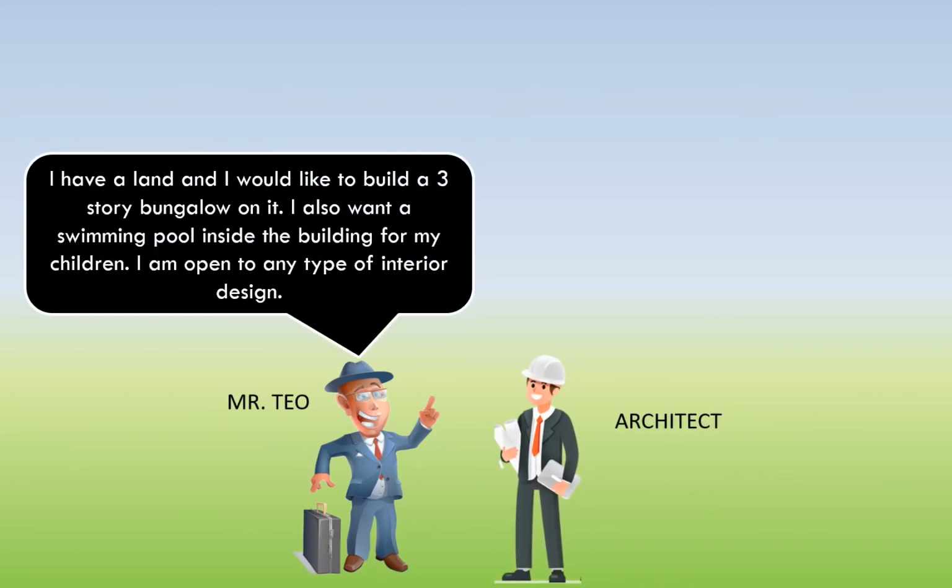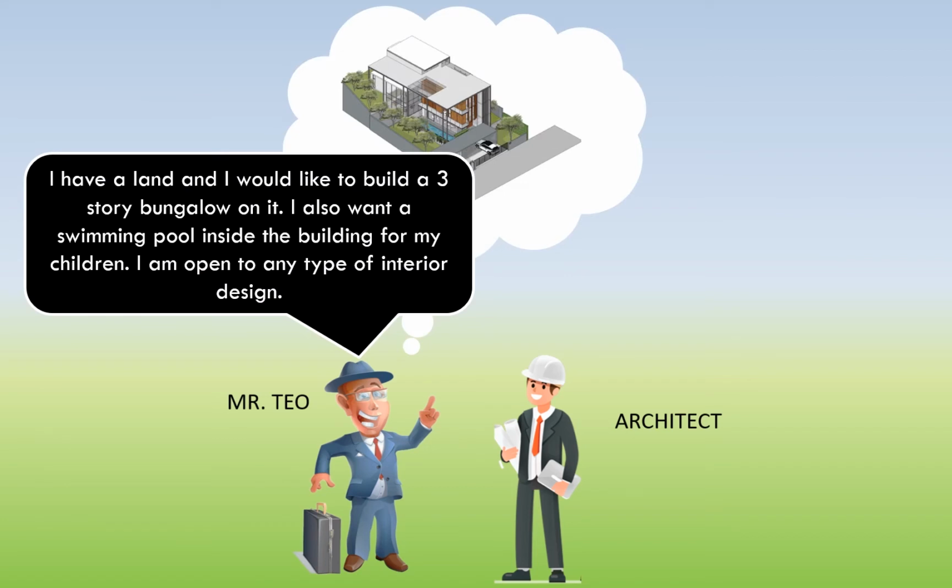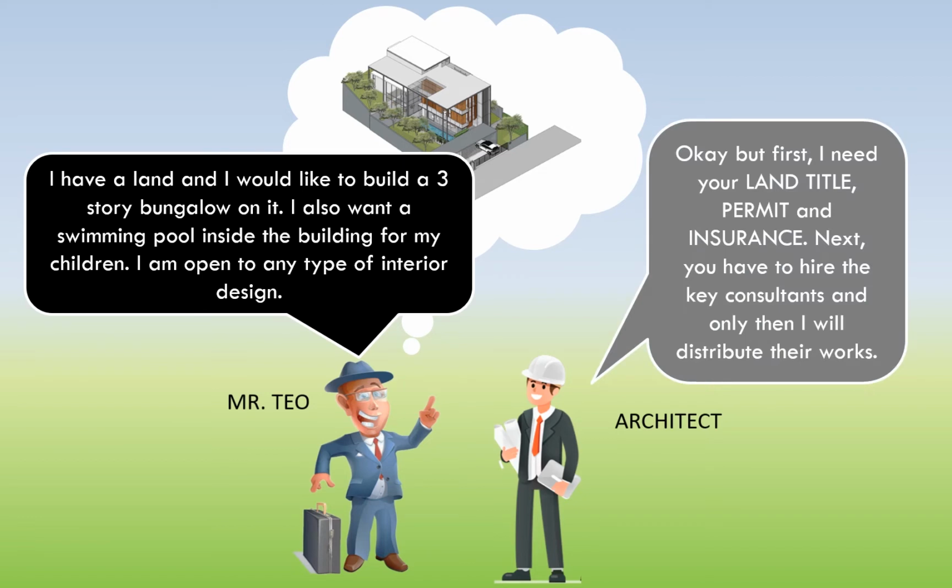I have a land and I would like to build a 3-story house on it. I also want a swimming pool inside the building for my children. I am open to any type of interior design. Okay, but first I need your land title, permit and insurance. Next, you have to hire the key consultants and only then I will distribute their works.